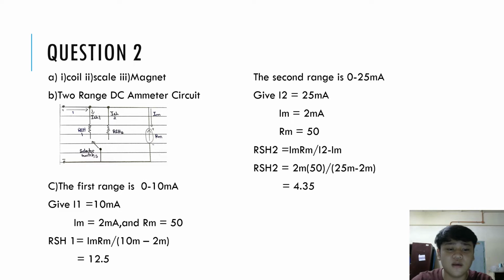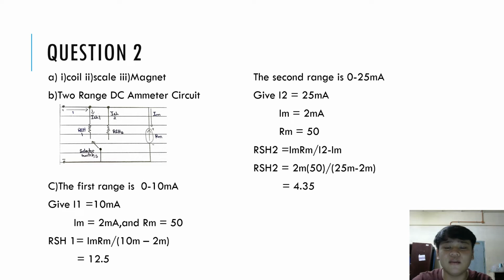Given I1 equal to 10 milliampere, then IM equal to 2 milliampere and RM equal to 50. Okay, RSH1 equals IM times RM over 10m minus 2m, equal to 12.5.